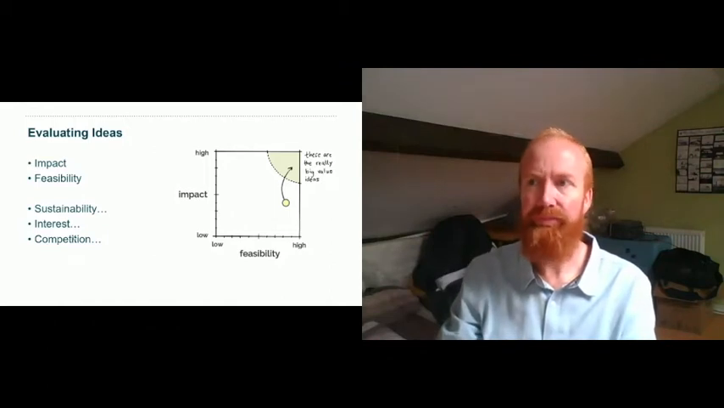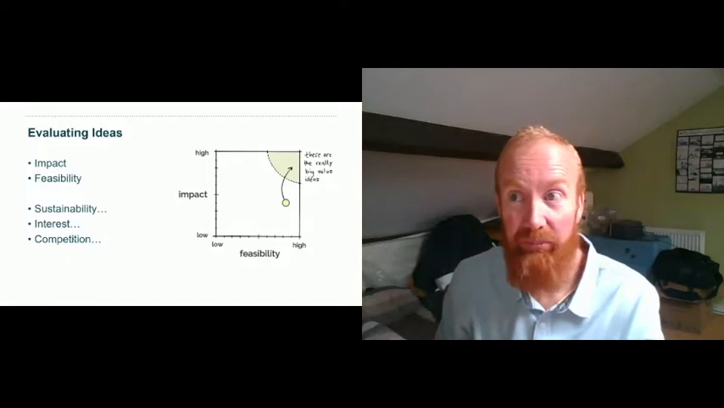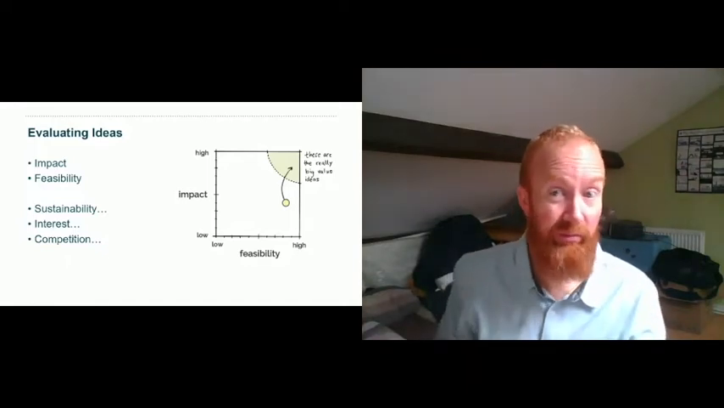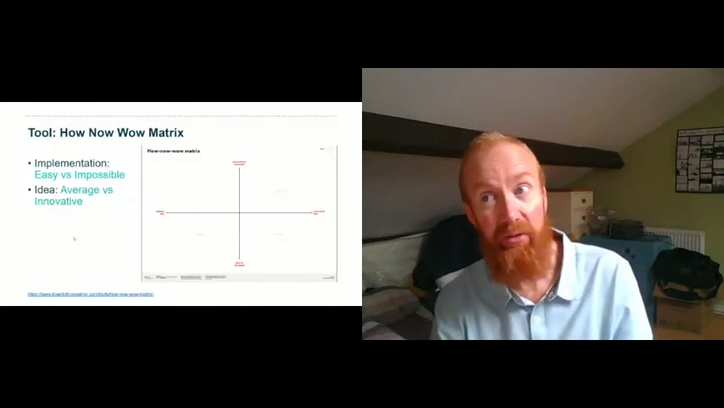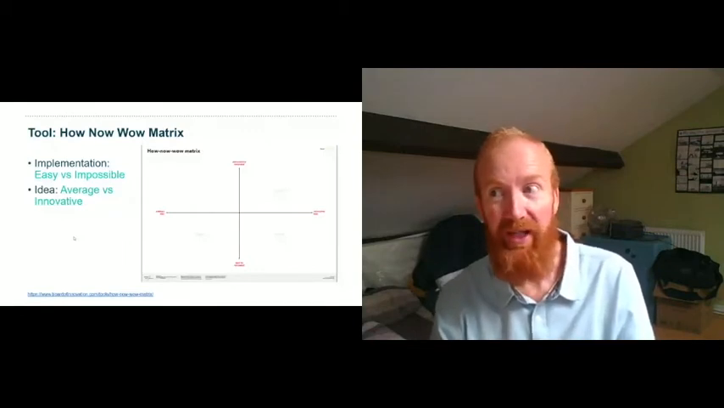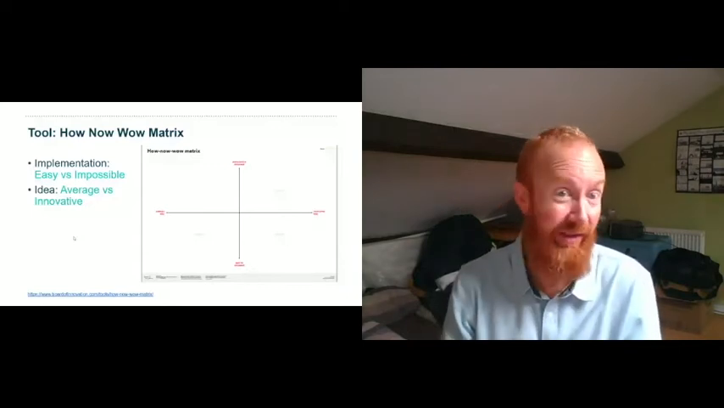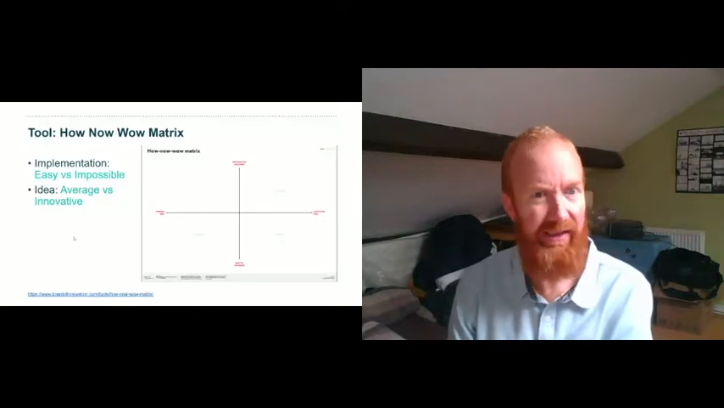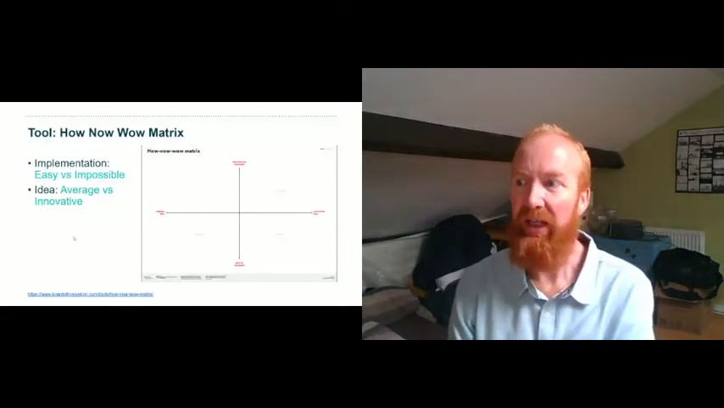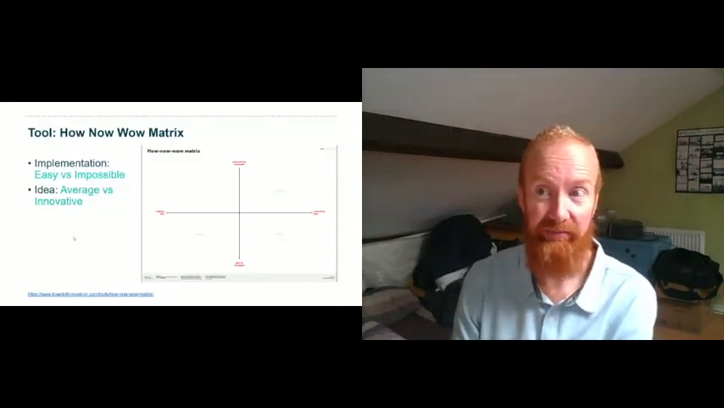A similar kind of matrix approach, and you'll find a PDF tool for this one, again borrowed from Board of Innovation, is the How, Now, Wow matrix. This sets up two axes for you to contemplate. One of them is effectively a feasibility one: how easy is it to implement? Is it easy or is it impossible? And the other is: how innovative is the idea? How new and interesting is it?